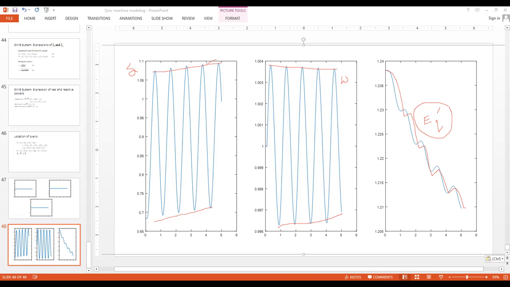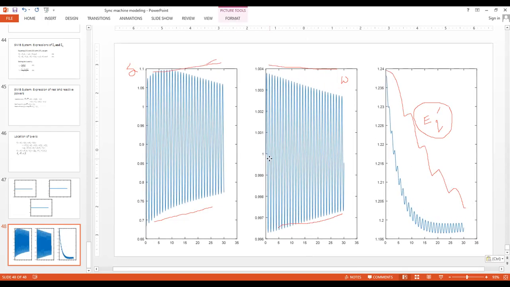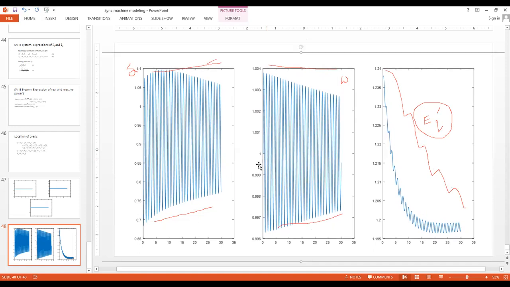Okay, let me show this now. This is a bit more interesting than the previous one. So let me bring it into the PowerPoint slide. It is the first one. Okay, now can you see? It is simulated for 30 seconds.